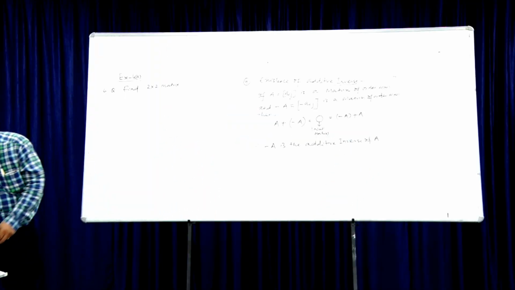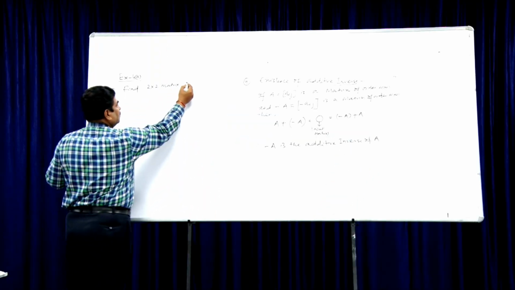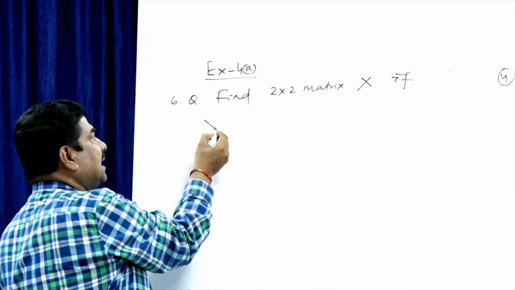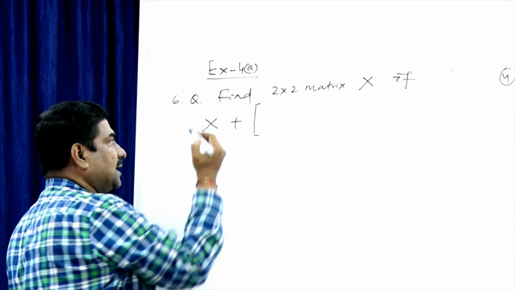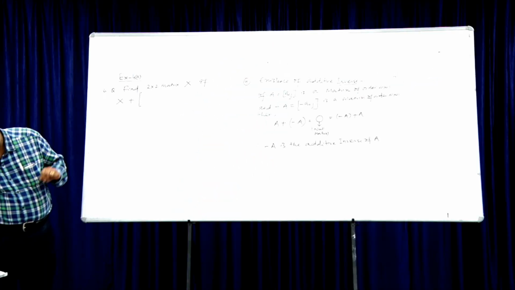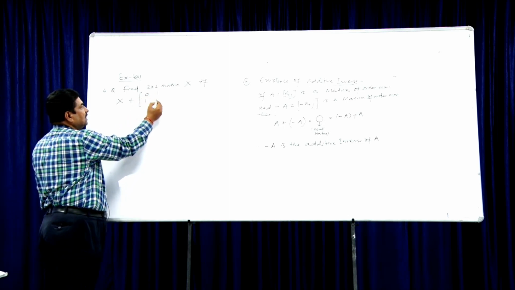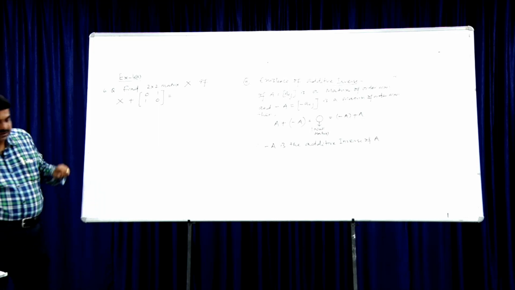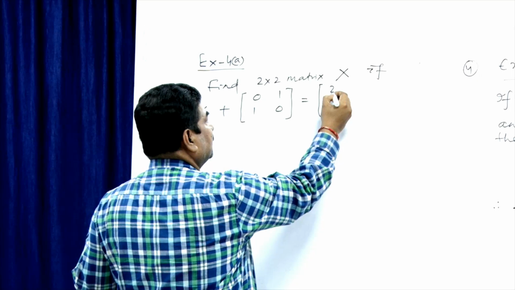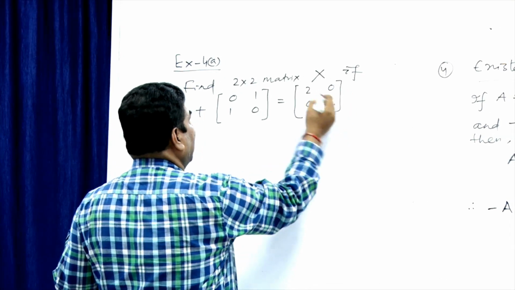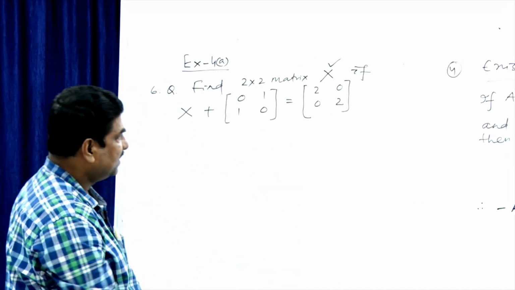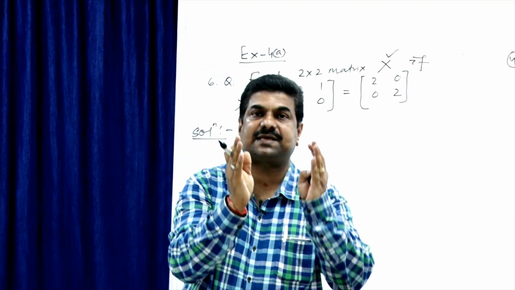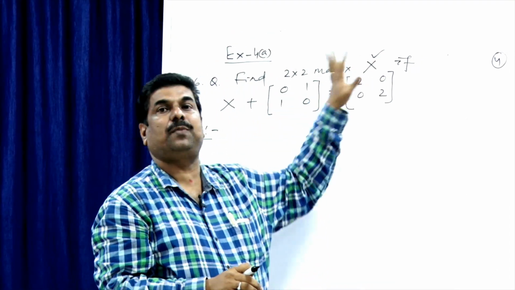Find a 2 by 2 matrix X. Question: find the 2 by 2 matrix X if X plus the matrix [0 1; 1 0] is equal to [2 0; 0 2]. We have to find the matrix X, which is of order 2 by 2.